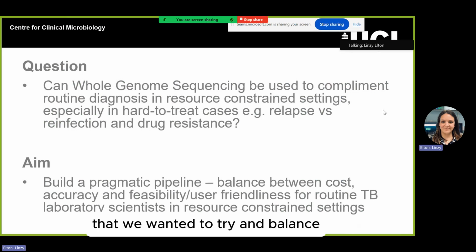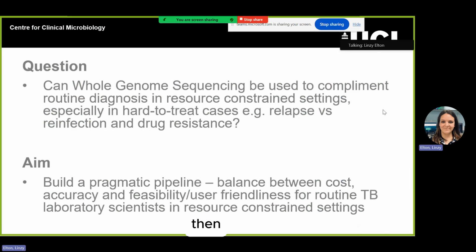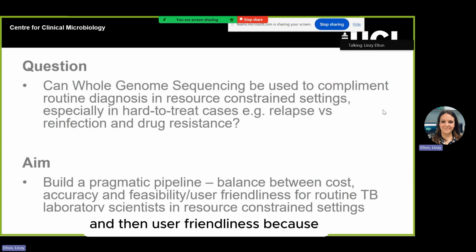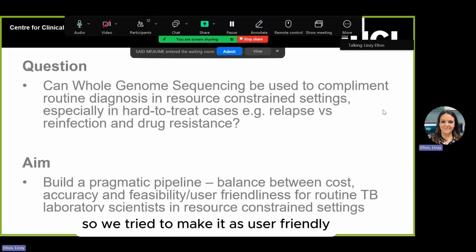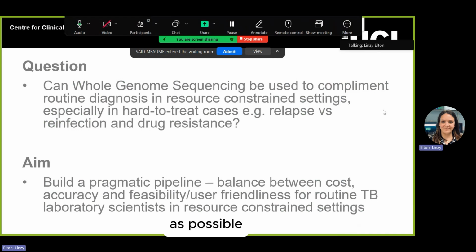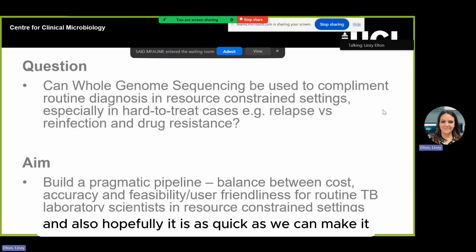So what I mean by that is that we wanted to try and balance the cost of the pipeline, because obviously if it's too expensive, nobody's going to want to implement it, with accuracy, because obviously if it's not accurate, then it's not going to be a very good research tool or a diagnostic tool. And then user friendliness, because we assume people from various different parts of research and science and healthcare are going to be using this, many of which might not have command line experience. So we tried to make it as user-friendly as possible, especially on the bioinformatics side of things. And also, hopefully, it is as quick as we can make it.